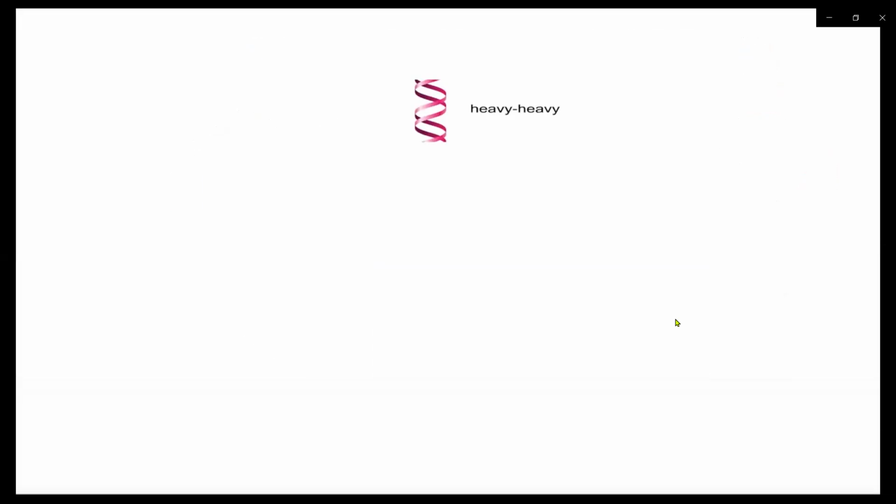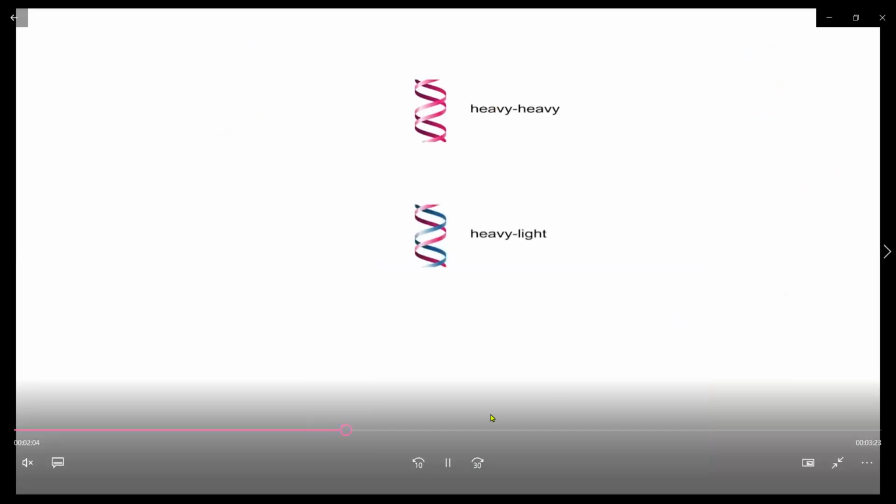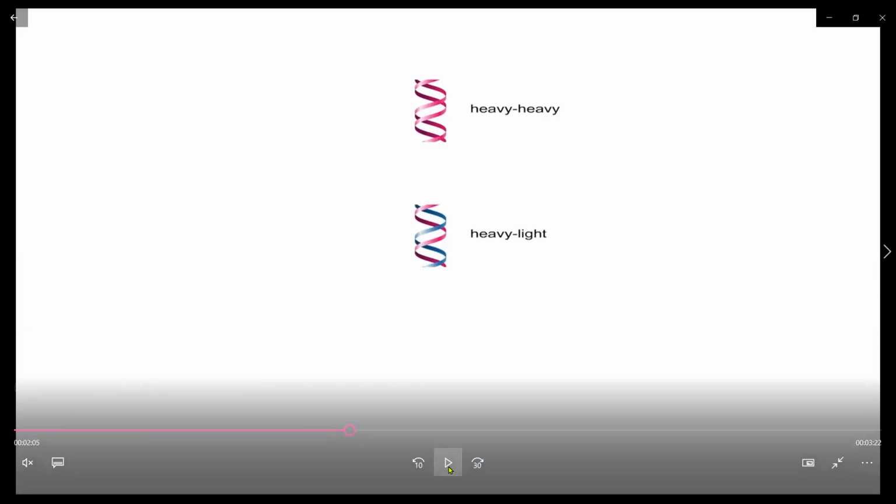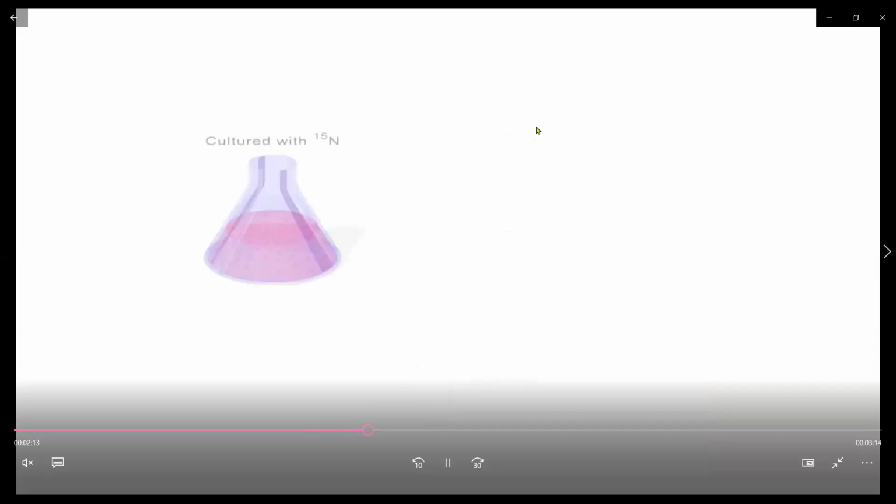Now, as I said, they grew E. coli in a medium containing ammonium chloride, which was the sole source of nitrogen, and the ammonium chloride had the heavy isotope of nitrogen. So if we grow it only in ammonium chloride 15N, it's heavy, and otherwise light. So the cells are grown in a culture of 15N for many generations.